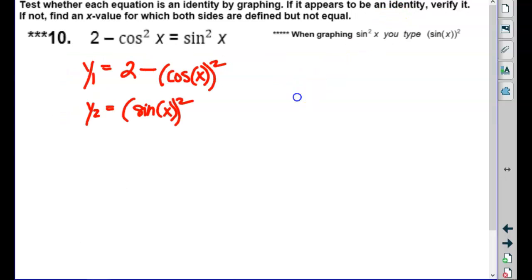All right. By the way, if you put in a squared, you need to close the parenthesis and then put the squared on the outside.